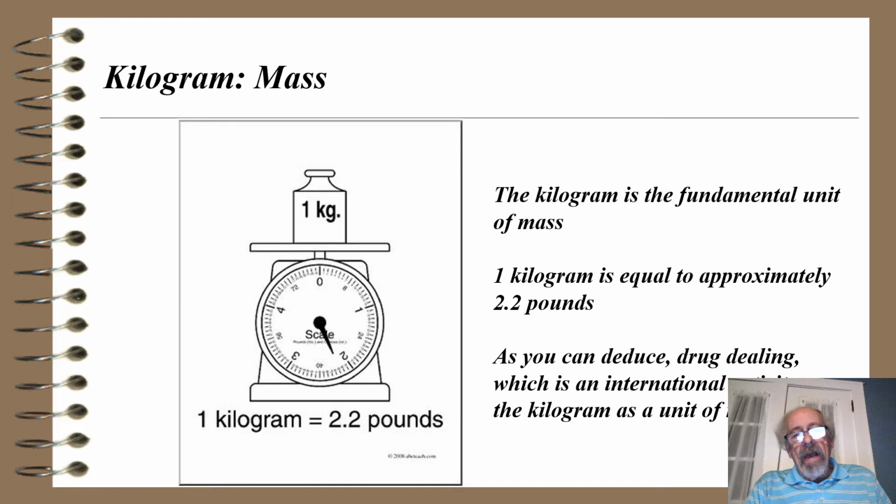The fundamental unit of mass is the kilogram, or kg. This shows a scale with a kilogram on it, and a kilogram is basically equal to 2.2 pounds. And of course, the MKS system, the only thing we tend to use in the United States is the second. Mass, again, length and so forth, meters and kilograms tend to be used in the rest of the world, not so much in the United States. So again, the kilogram is the fundamental unit of mass. 1 kilogram is equal to approximately 2.2 pounds. And as you can deduce, drug dealing, which is international activity, uses the kilogram as a unit of measure.